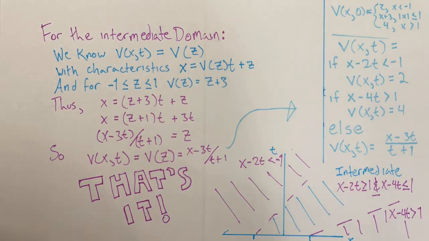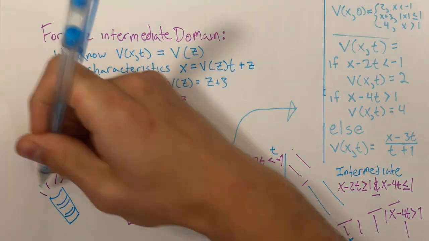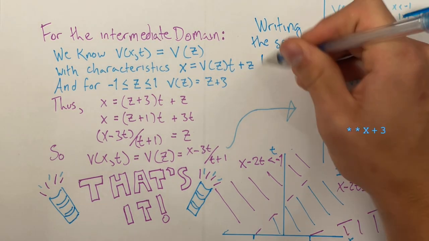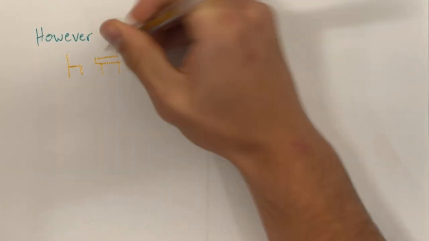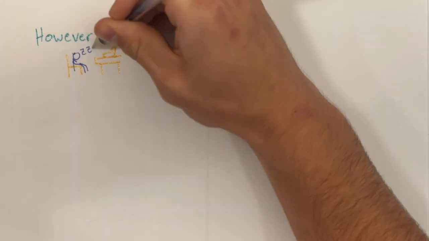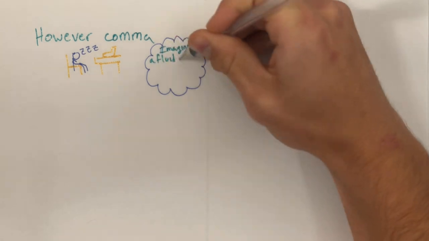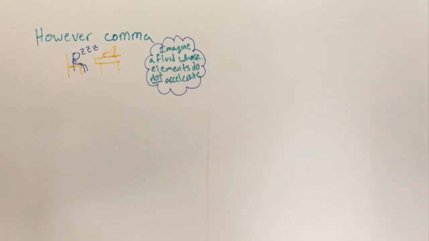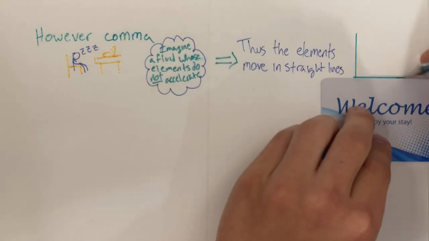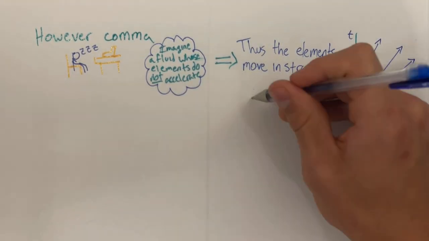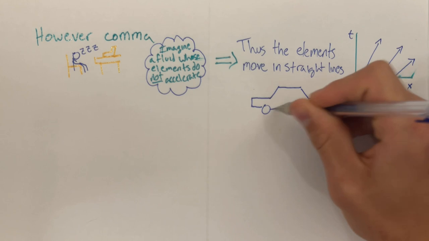And that's it. We have a full piecewise solution to our Burgers' equation with initial conditions. Written in whole, it looks like this. However, even if you were just left staring at a functionally blank screen for the past minute, the important thing to know is that all we did was take the idea of a fluid that doesn't accelerate, and therefore its elements move in straight line paths, and translate it into a more rigorous statement.